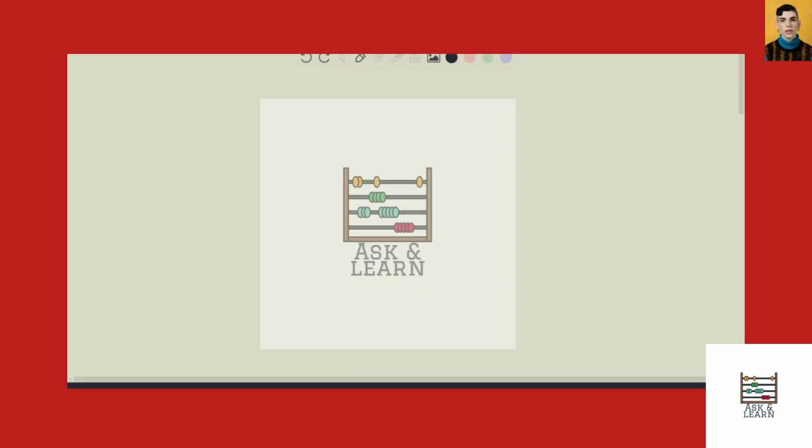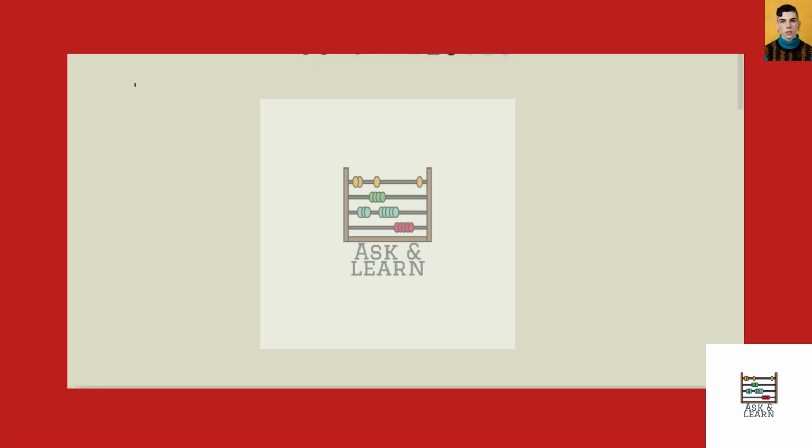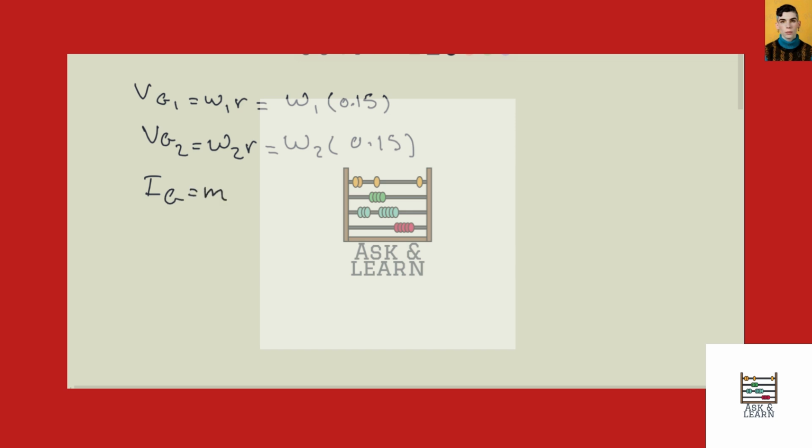In this question, since the wheel rolls without slipping, Vg1 equals omega 1 r, which is equal to omega 1 multiplied by 0.15, and Vg2 equals omega 2 r, which is equal to omega 2 times 0.15, and the mass moment of inertia Ig equals m k_g square, which is equal to 50 times 0.125 square, which is equal to 0.78125 kilogram meter square. Thus, HA1 equals HA2.